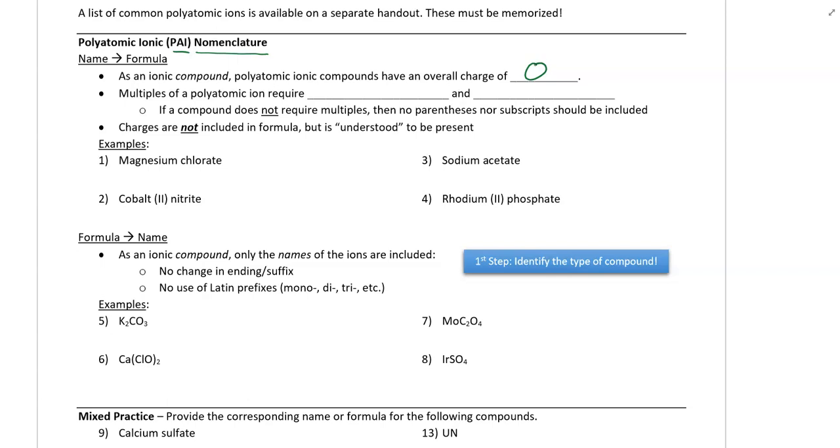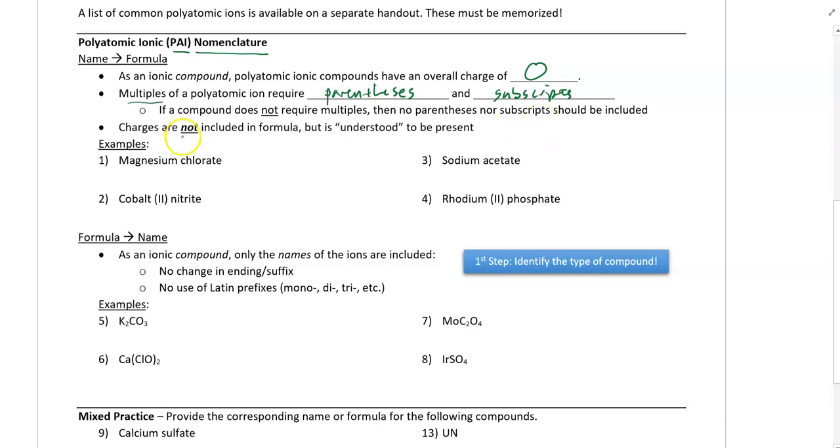But the only thing here that really changes is that when you have multiples of a polyatomic ion, you're actually going to require some parentheses and some subscripts. And typically that'll be on the outside of your parentheses. So again, multiples, right? The key word here is multiples of a polyatomic ion. So this next sub-bullet point: if a compound does not require multiples, meaning there's only a single polyatomic ion needed to write a compound formula, then no parentheses nor subscripts should be included.